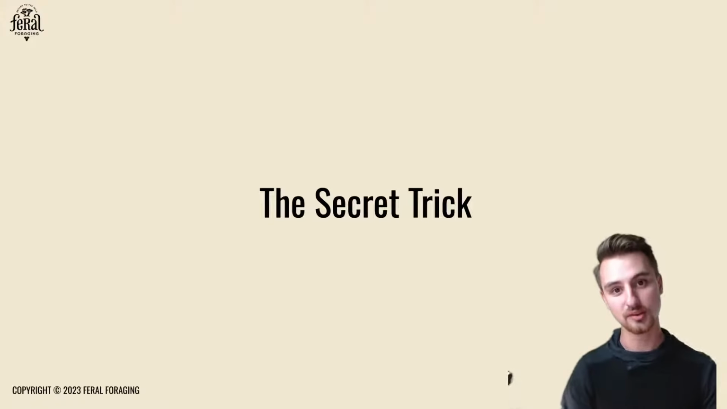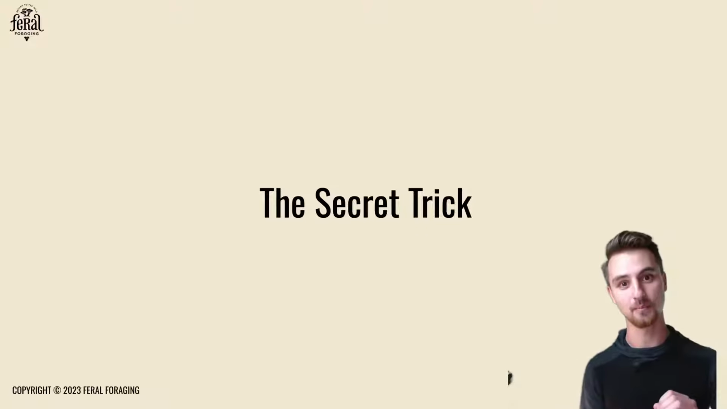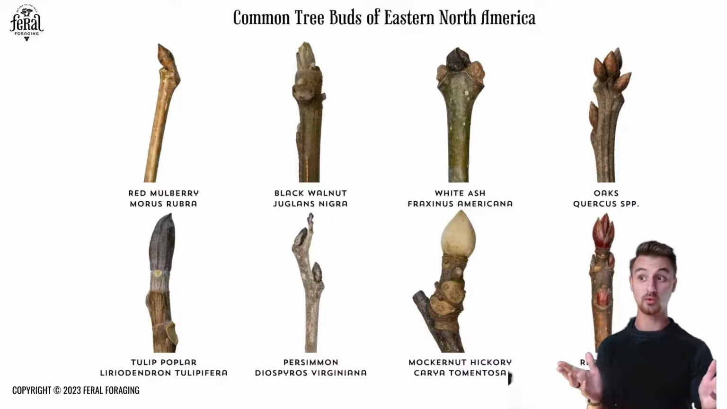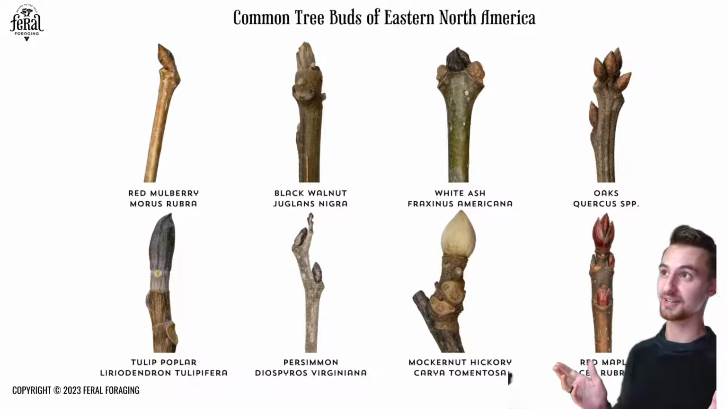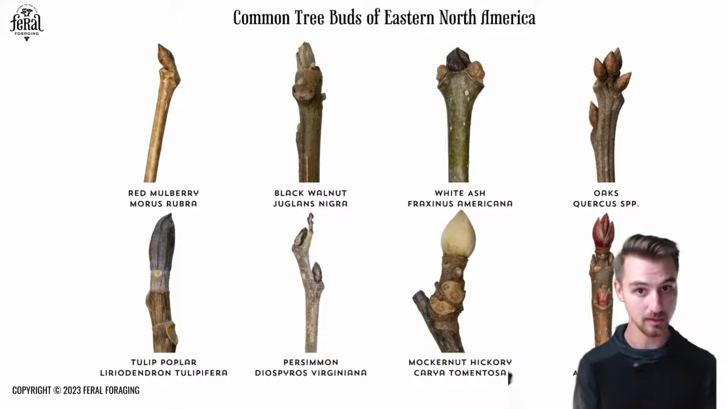There is a secret trick that we as naturalists and foragers get to use to identify the trees. And really, it's hidden in plain sight. We just need to know to look for them. And that is the buds. So take a look at this picture right here. Look at all of these different buds that come from different species of trees.